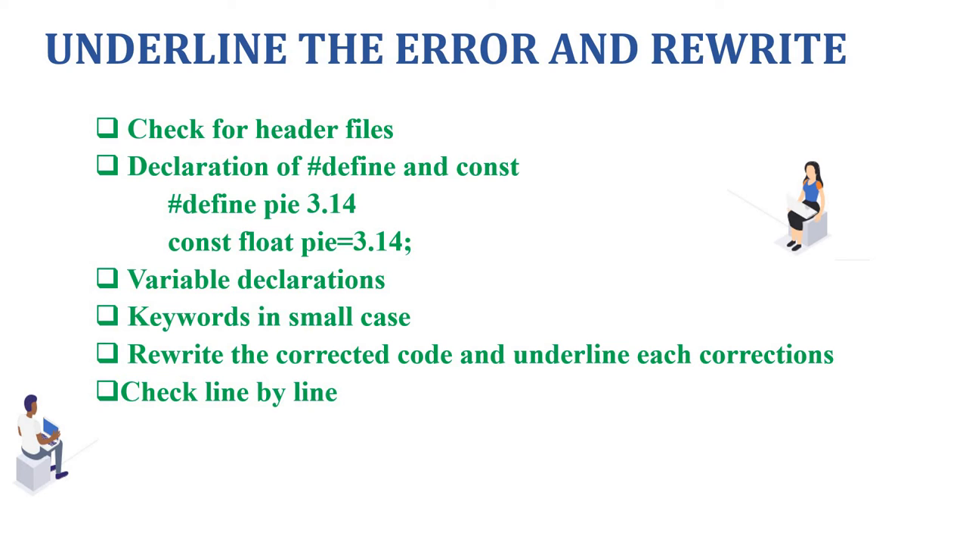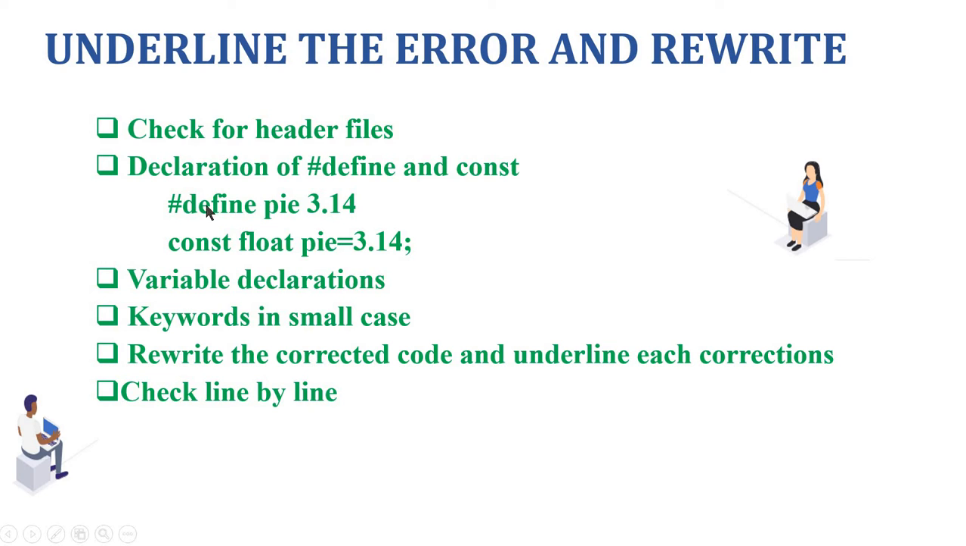Now constant is where you are assigning a constant value to a variable. You have to start with the keyword const, then space, data type of the variable, then space, name of the variable equal to the value of the variable, semicolon. Here equal to should be included and it should be terminated by semicolon.